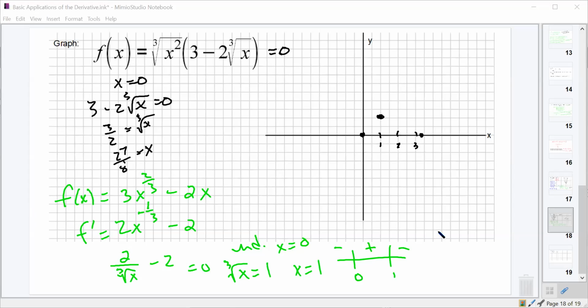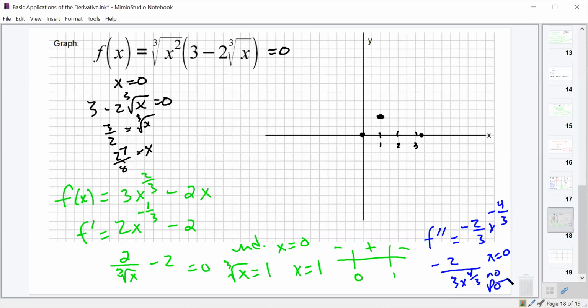All right, and our second derivative, just the derivative of 2x to the negative 1/3 minus 2, should become negative 2/3 x to the negative 4/3. And that's negative 2 over 3x to the 4/3. That'll never equal 0, but it's undefined at x equals 0. And we've already found that there's a local minimum at x equals 0, so we should be able to tell that this is not a point of inflection, because you can't have a local minimum and a point of inflection at the same place. So we'll say no point of inflection.